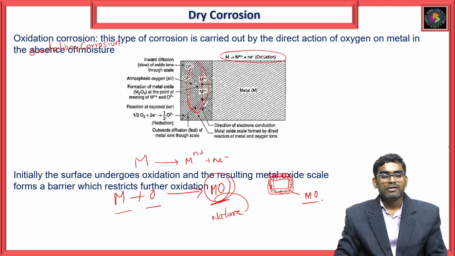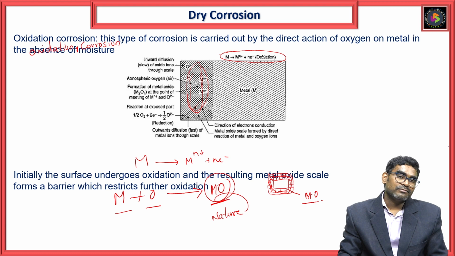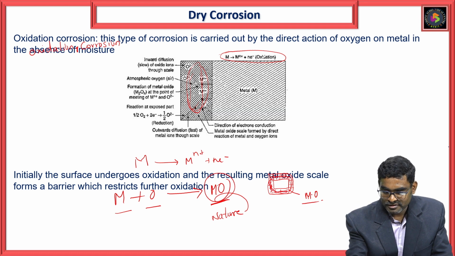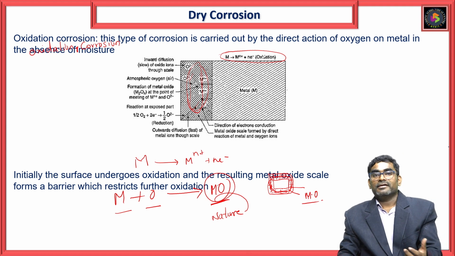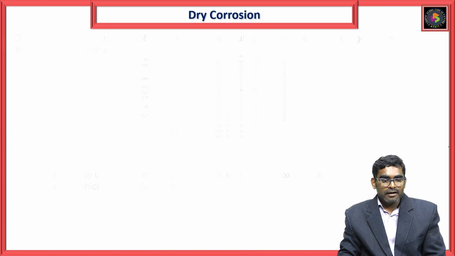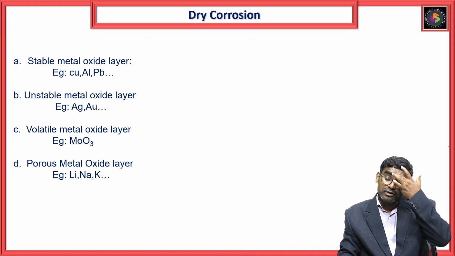So oxidation corrosion, generally this type of corrosion, is carried out by the direct action of oxygen, and of course this type of corrosion takes place in the absence of moisture. So the air should be free from moisture. In the mechanism, as we already discussed earlier, initially the surface undergoes oxidation and the resulting metal oxide scale forms a barrier, like what I explained previously. This metal oxide layer acts as a barrier which restricts further oxidation. Further, it depends on the nature of the metal oxide layer.